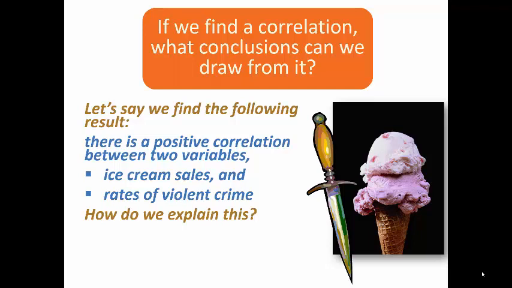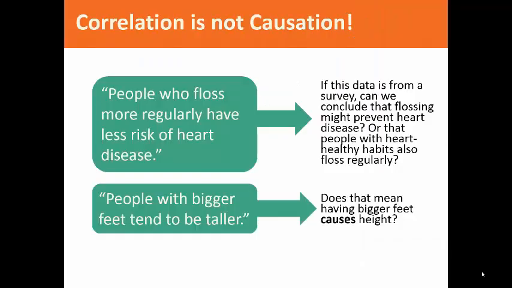So if we find a correlation, what conclusions can we draw from it? Let's say there's a positive correlation between two variables like ice cream sales and rate of violent crime. How do we explain this? As ice cream sales increase, so do the rates of violent crime. So are criminals ice cream eaters, or what's going on? We have to remember that correlation is not causation.